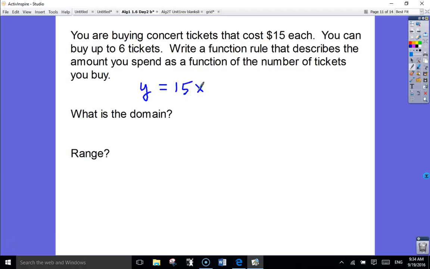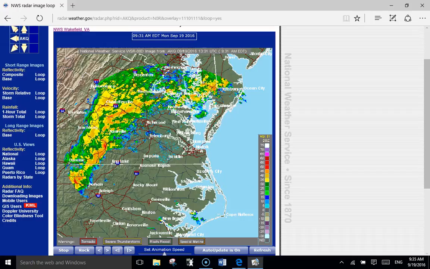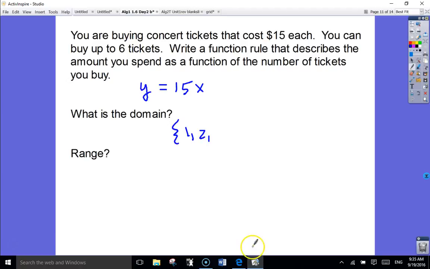Okay, what's the domain? If you could buy up to 6 tickets, then what do you think would be your domain? Felicity? 1, 2, 3, 4, 5, 6? You know, I could make an argument that you could put 0 in there, but they did say you are going to buy tickets. So I guess that presumes you're going to buy 1. So let's say it's just 1, 2, 3, 4, 5, 6. Could it be 1.5? Yeah, you have to buy whole tickets, right? In the context of the problem, it wouldn't make sense to say that.